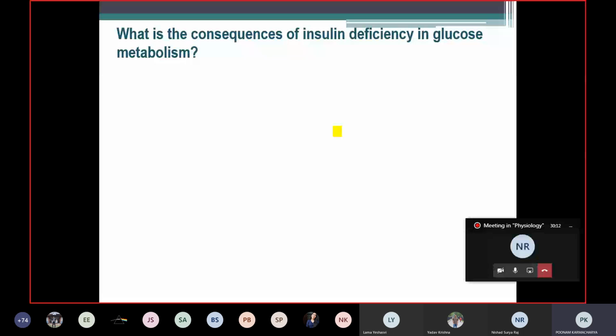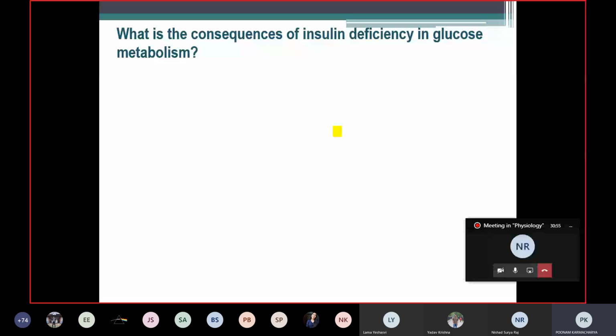Now, what are the consequences of insulin deficiency in glucose metabolism? When there is decreased insulin in our body because of some cause, like destruction of the beta cells, which causes decreased insulin secretion for a longer duration of time, then what will happen to carbohydrate or glucose metabolism? Whatever scenario you saw in the previous slide, how glucose was being utilized by the muscles and the liver and stored in the form of glycogen when there was excess, in case of insulin deficiency, now what will happen?